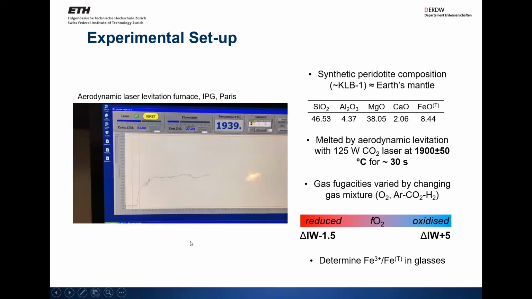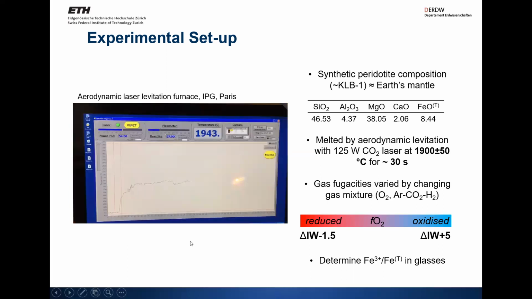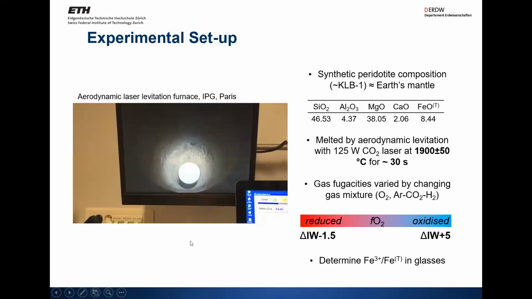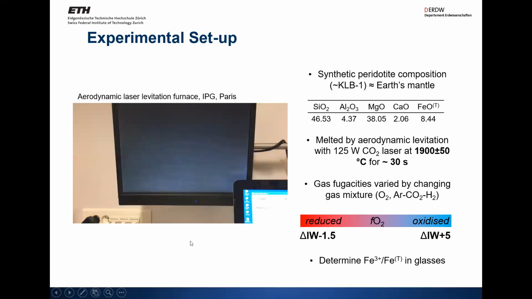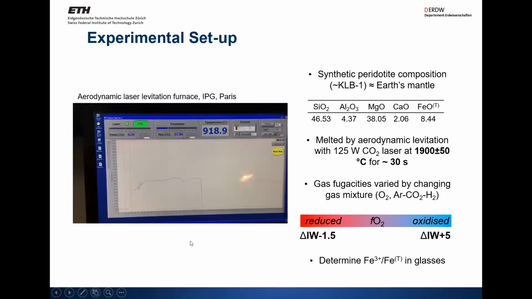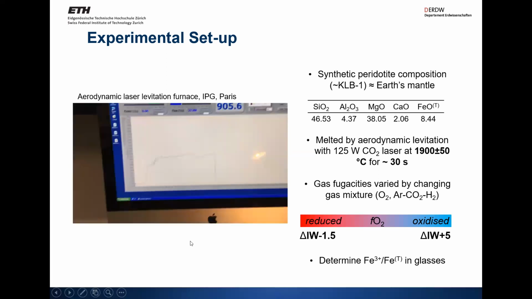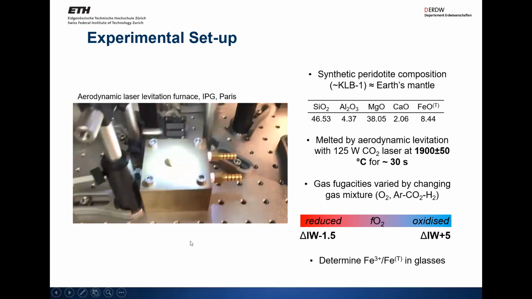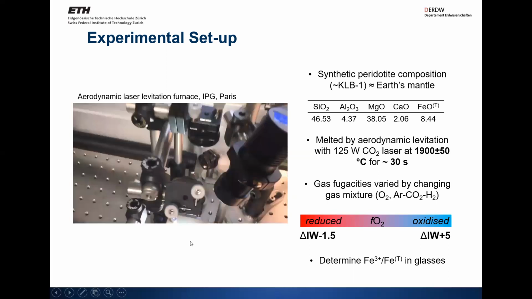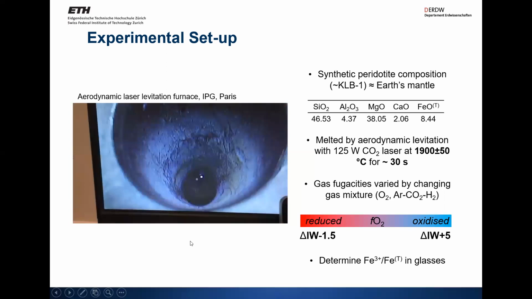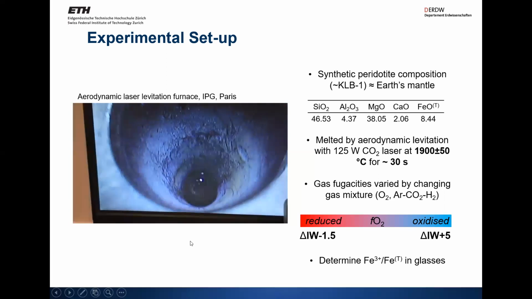And once we've reached equilibrium, about 30 seconds, we can quench the experiment by shutting off the laser power, thereby preserving the high temperature state of the liquid peridotite in the form of a glass, which you can see here on the screen. So the next step then is to analyze the iron 3+ to 2+ ratio in these glasses, which we can do by synchrotron techniques.